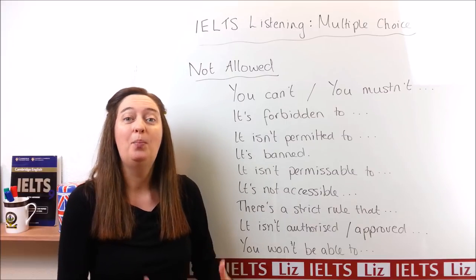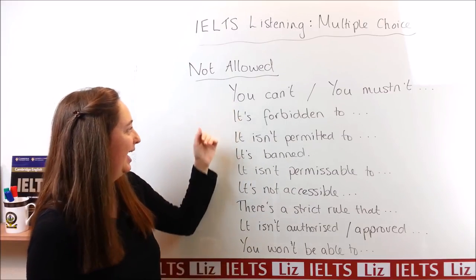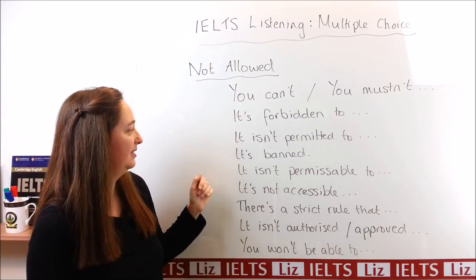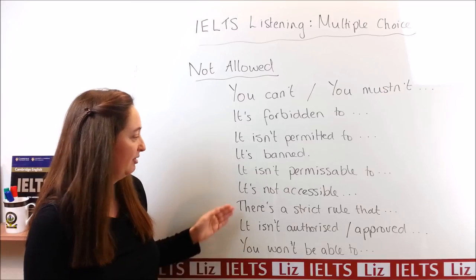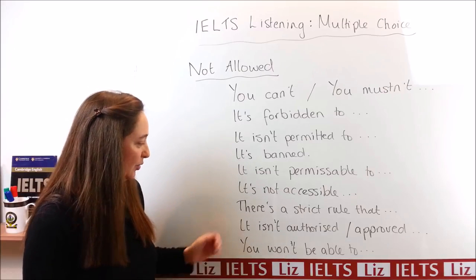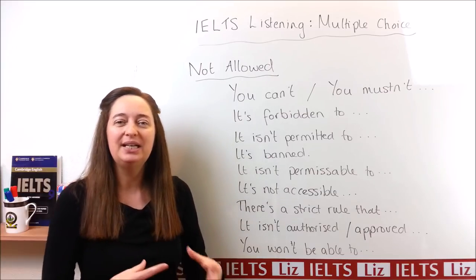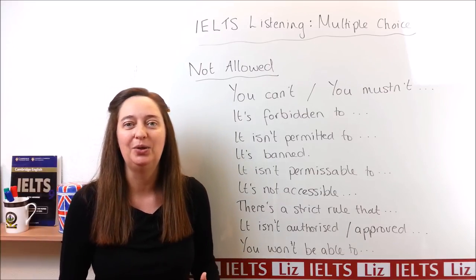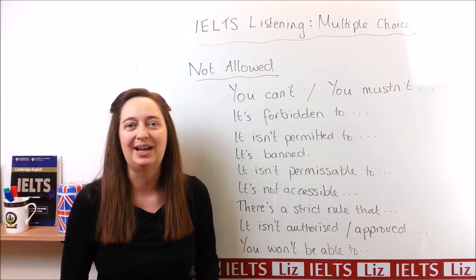If you want to do the opposite, to say something is approved, of course you say you can, it is permitted, it is permissible, it is accessible, there is no strict rule, it's either authorised, you will be able to. So all these different paraphrases will help you when you get a question about recommendations or what is allowed.